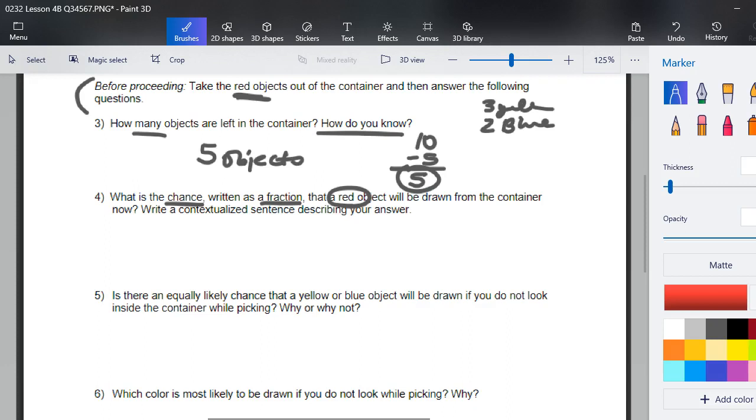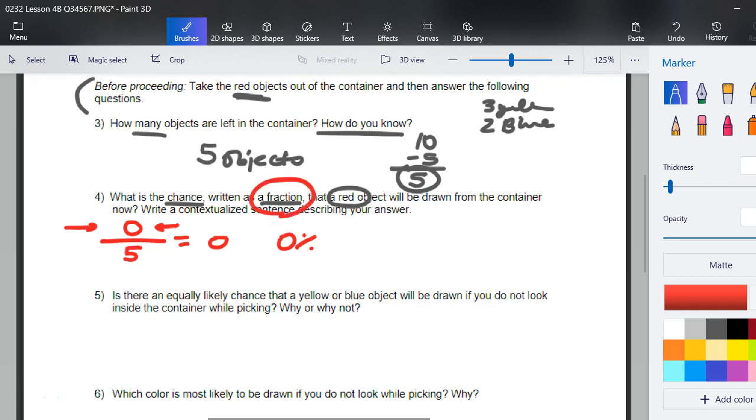What is the chance, written as a fraction, that we are now going to draw a red from the container? Well, remember, the total number of desired items goes in the numerator. How many red items are in the container? None. How many items are in the container? 5. I can leave this as 0 out of 5. In other words, we are never going to draw a red object out of the bag that doesn't even have red objects in it. We can reduce that down and just say 0 chance or 0% chance.